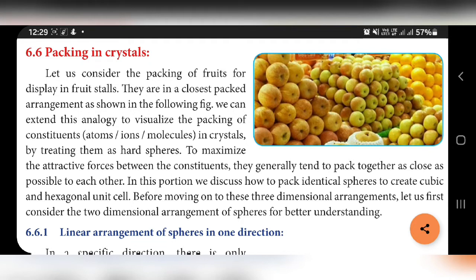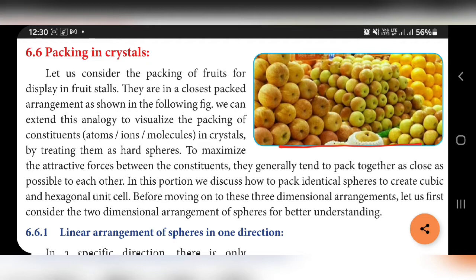Let us consider the packing of fruits for displaying in fruit stalls. They are in a closest packed arrangement as shown in the following figure. We can extend that analogy to visualize the packing of constituents in crystals by treating them as hard spheres. The same concept applies in fruit stalls: fruits are arranged in a closed manner. Like that, atoms are also arranged in crystals.